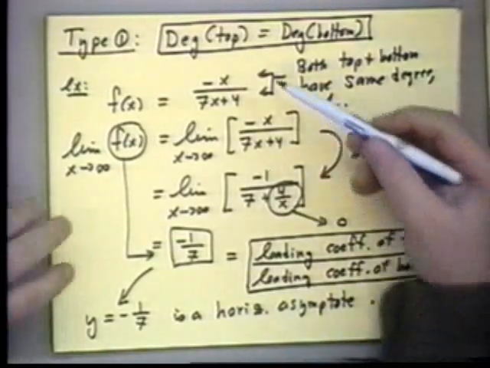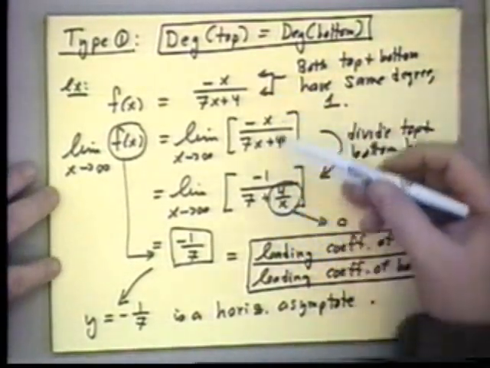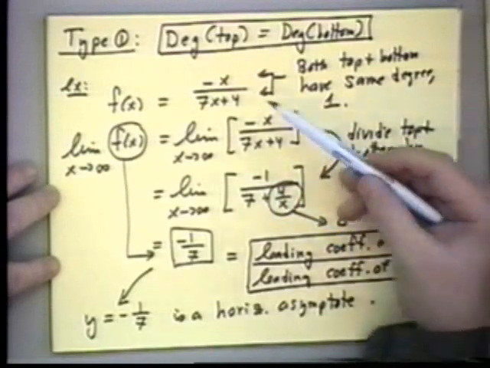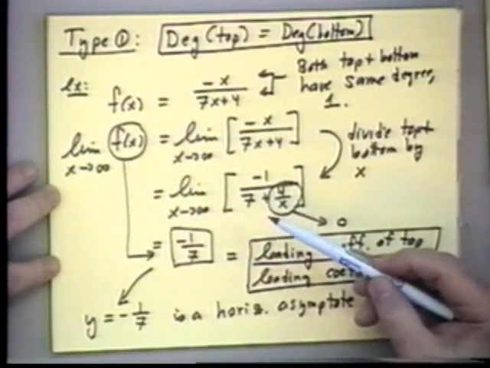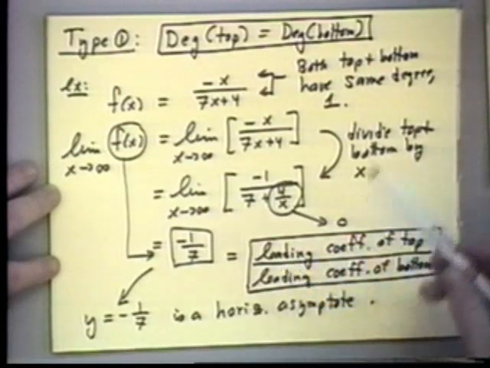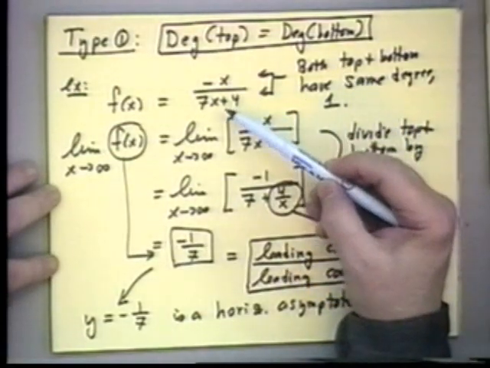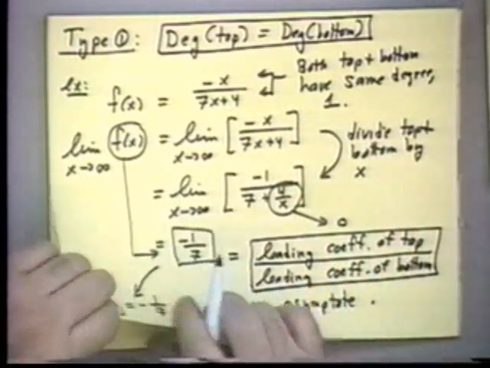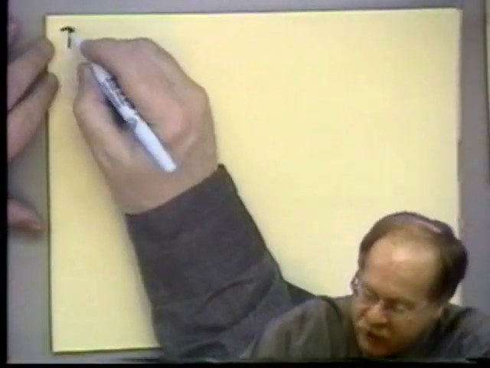So there's more here than meets the eye perhaps, but we won't have to do all of this work in the future because we now have developed a technique that will take us immediately to the limit, provided the degree of the top and the bottom are the same. Now, what if that's not the case? Well, that leads us to type 2.